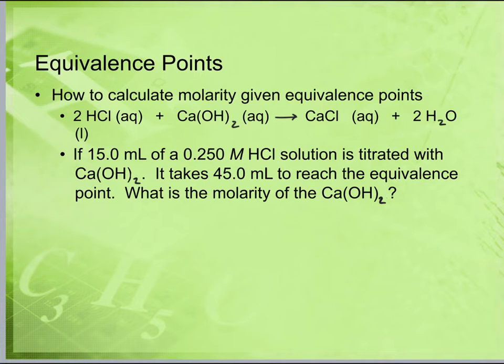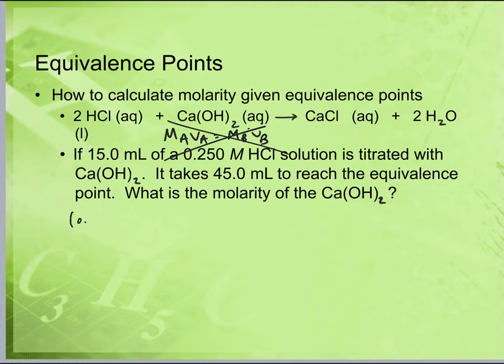Okay, so here's one that has not all 1s as coefficients. So we actually have to do the stoichiometry to it to make sure that we're doing this correctly. 15 milliliters of 0.25 molar HCl titrated with CaOH takes 45 milliliters to do that. What's the molarity of CaOH2? So we can't use MAVA equals MBVB because my coefficients are not all 1. So I can't use that here.